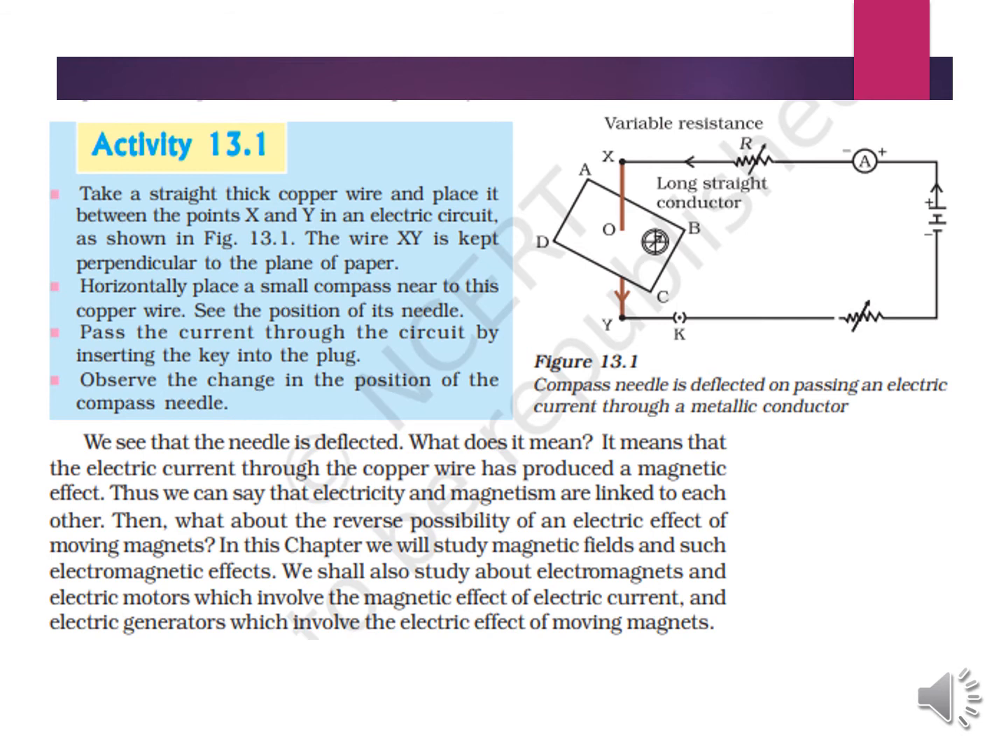What does it mean? It means the electric current through the copper wire has produced a magnetic effect. Thus we can say that electricity and magnetism are linked to each other. Then what about the reverse possibility of an electric effect of moving magnets? So in this chapter we will study magnetic fields and such electromagnetic effects. We shall also study electromagnets and electric motors, which involve the magnetic effect of electric current, and electric generators, which involve the electric effect of moving magnets.